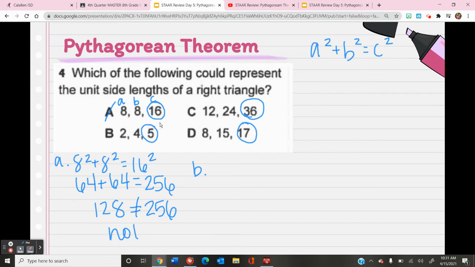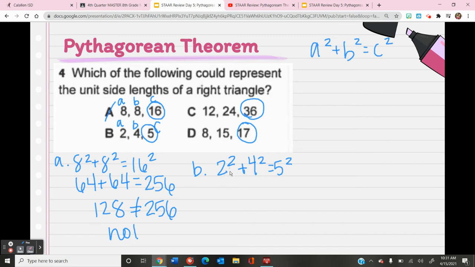Then we have example B. So again, 5 would be my hypotenuse because it would be my longest side. And then we'll just go ahead and label 2 as A and 4 as B. So for B, I have 2 squared, which is A squared, plus 4 squared, which is B squared, and this equals C squared, which is 5 squared.